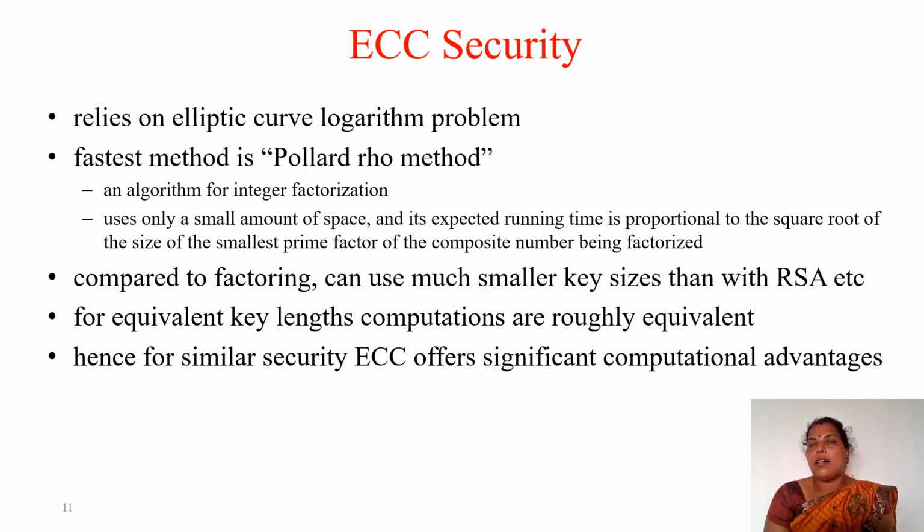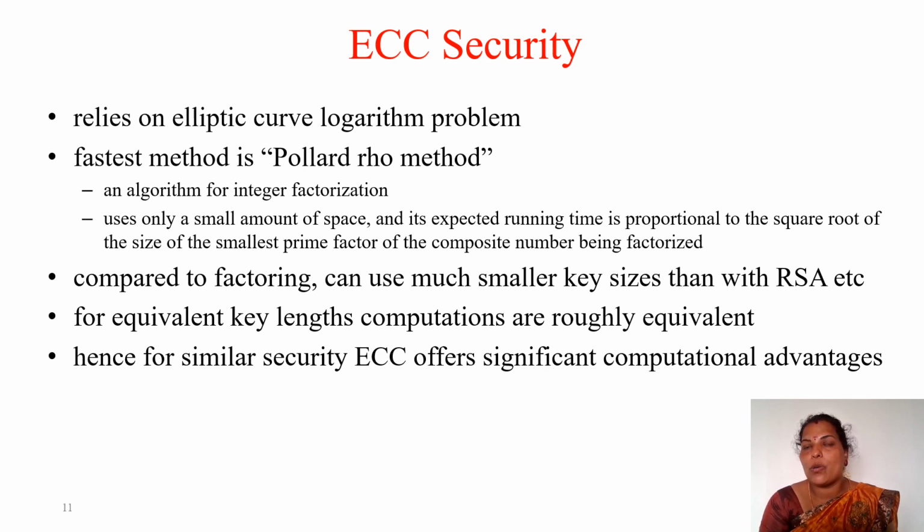So coming to elliptic curve cryptography security, this algorithm relies on the elliptic curve logarithm problem. Here one hard problem in elliptic curve cryptography is the elliptic curve logarithm problem. To perform this operation in a fast way, we use the fastest method, that is the Pollard rho method. What is the Pollard rho method? It is an algorithm for integer factorization, because here we have the elliptic curve logarithm problem. So here we use the Pollard rho method, which is mainly for integer factorization.